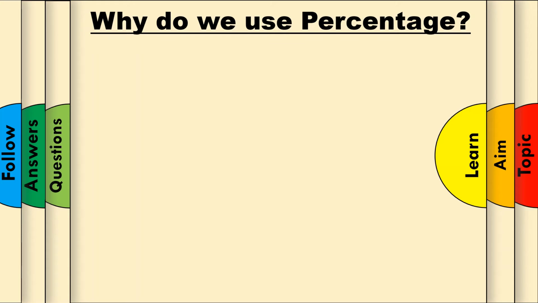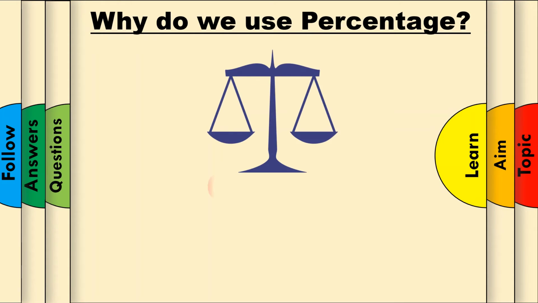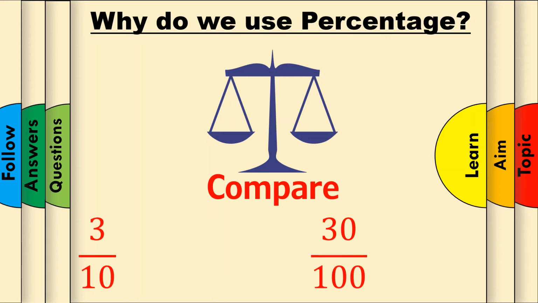Mainly, we use percentages for comparing. 3 over 10 and 30 over 100 are hard to compare, as they have different denominators. But if we know that they're both 30%, it makes it a lot easier.